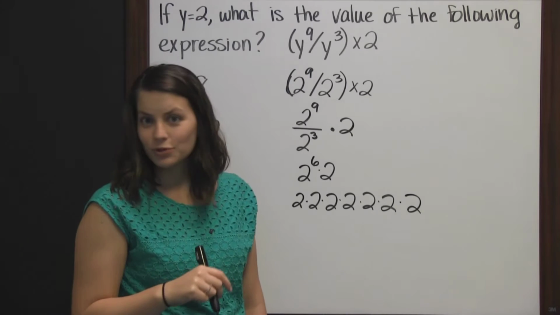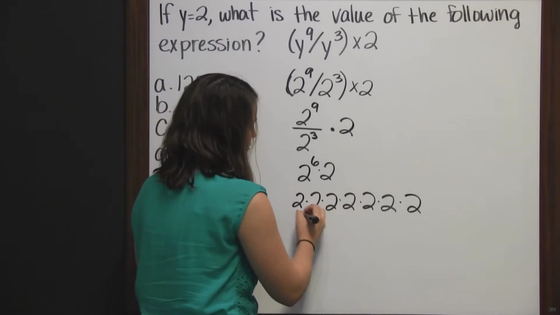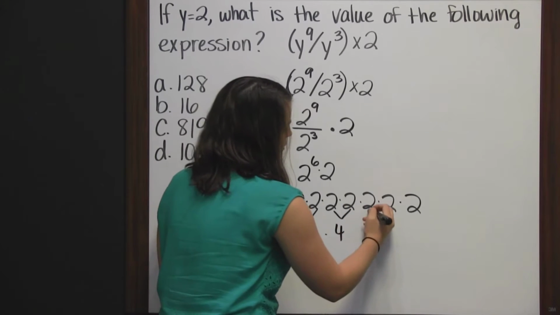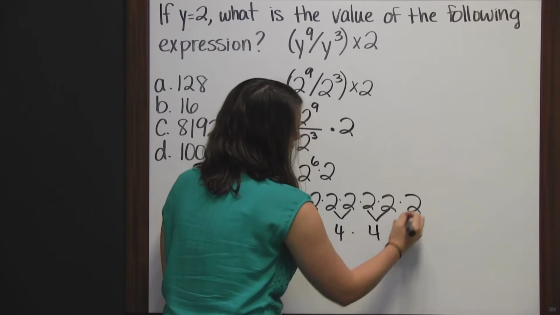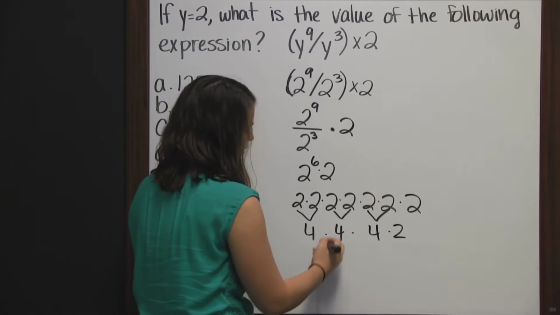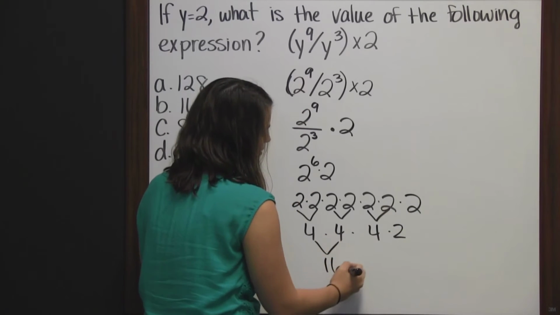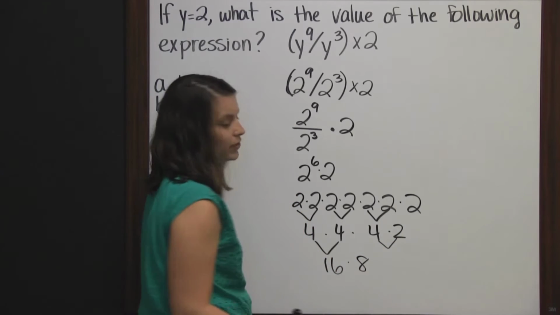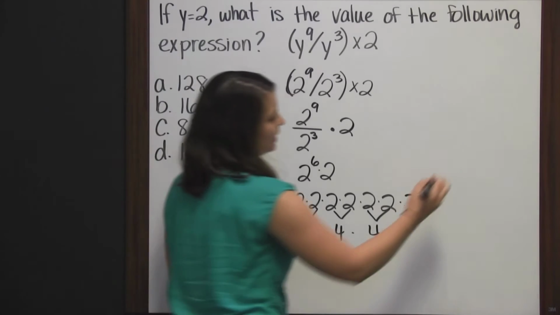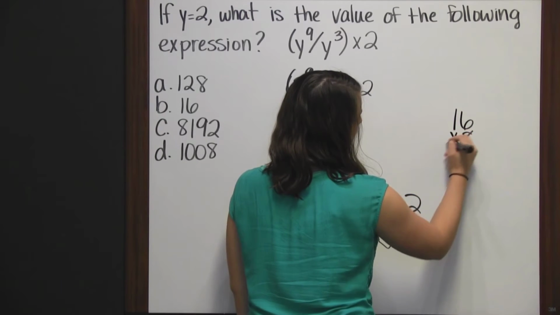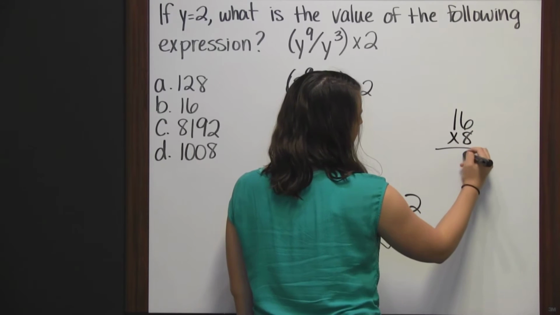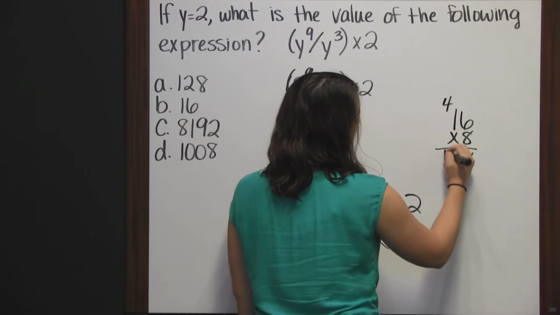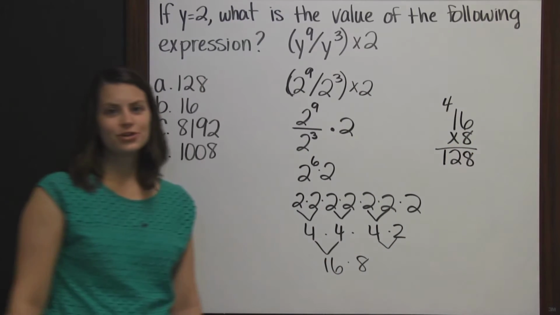So all we have to do is multiply all these 2's. 2 times 2 is 4. 2 times 2 is 4. 2 times 2 is 4. And then times 2. 4 times 4 is 16. Times, and 4 times 2 is 8. So now I just need to multiply 16 times 8. 8 times 6 is 48. Carry the 4. 8 times 1 is 8. Plus 4 is 12. So it's 128.